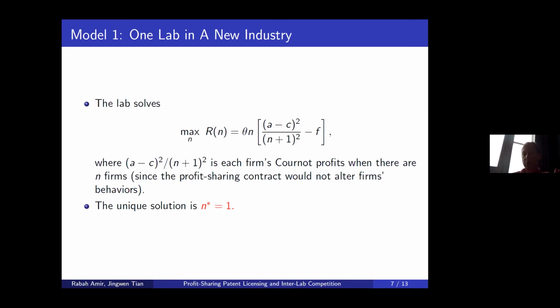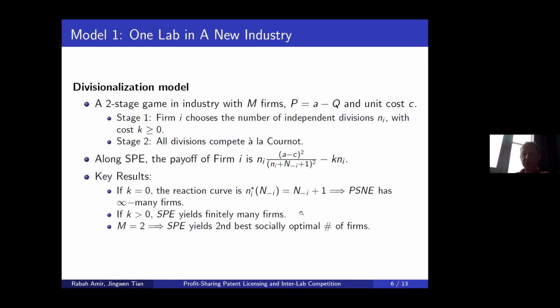Now we're going to make the model a little more complicated. We're going to assume that there are existing firms already in this industry, and the lab cannot sell them anything. The lab can decide how many new firms to sell to. But suppose F is 0 now. If F is 0, we know the reaction function of the lab is just this. We can think of this n sub minus i as being the number of existing firms. If there's no fixed cost, the lab will take the number of existing firms and just add 1 to them.